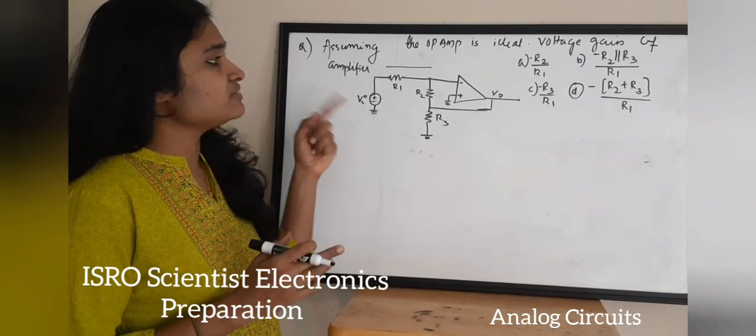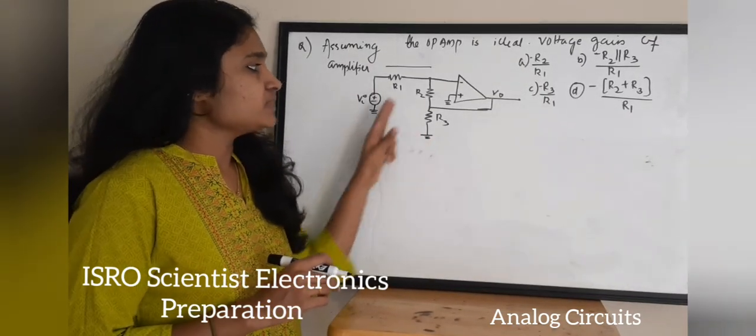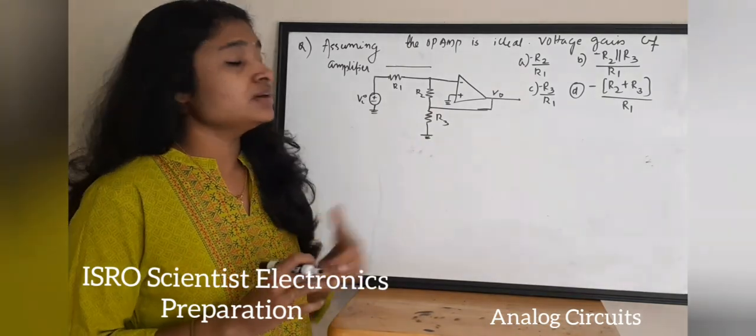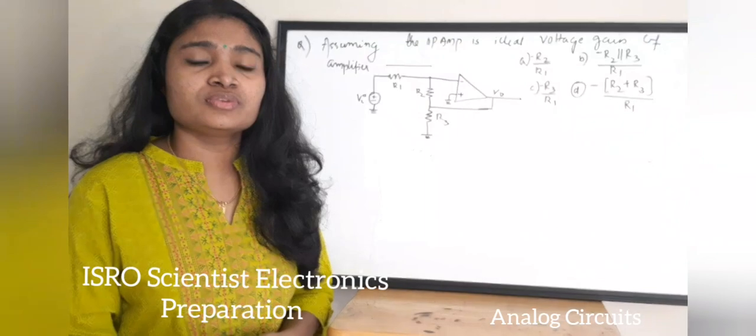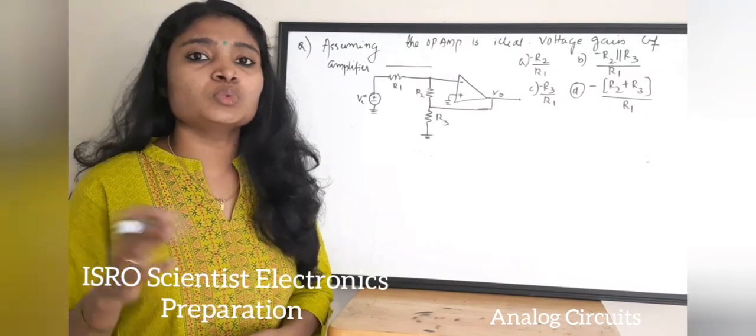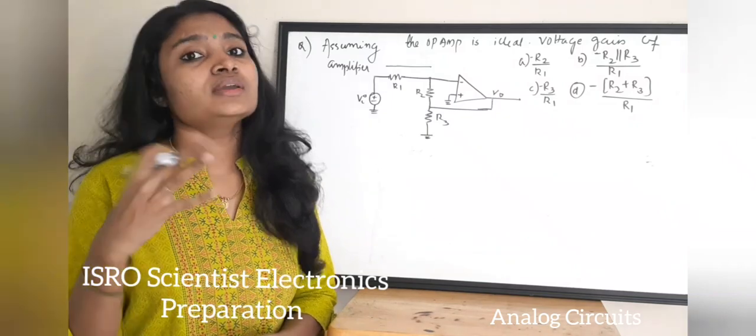Voltage gain of amplifier is dash. So this is an operational amplifier circuit given, and you need to find the gain. What is gain actually? Gain is the ratio of voltage output to voltage input. That is V out to V in is your gain.